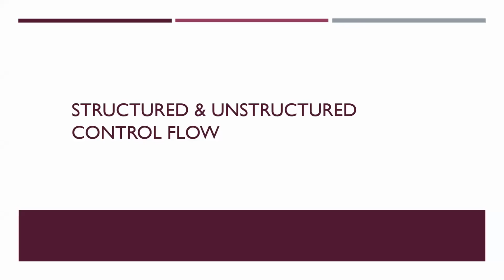So the next topic in module 1, part 2 is structured and unstructured control flow. So we have started with control flow. Control flow means the order of execution in a program. There are two types of control flow available: one is structured control flow and the second one is unstructured control flow.